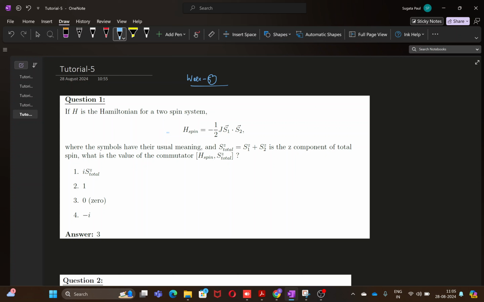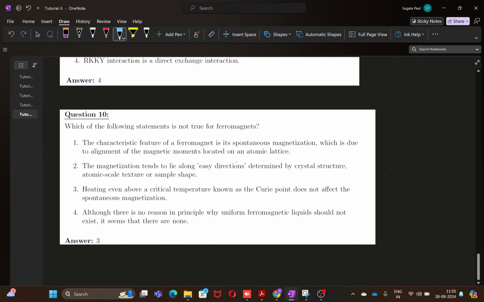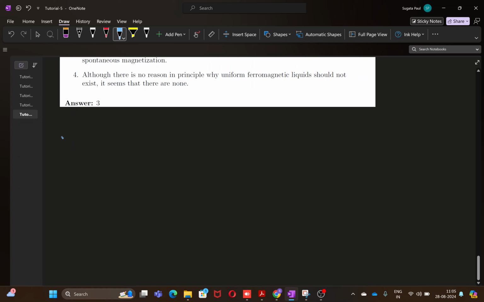Now let us try to understand the problem first. The system consists of two spins, denoted by the spin vectors S1 vector and S2 vector, right? And this is the typical Hamiltonian form for the two-spin system, minus half J S1 dot S2. Now Sz is the z component of the spin. So Sz total is the total system's z component of spin, S1z is spin number 1's z component, and S2z is the second spin's z component. So you have to calculate the commutator bracket of the Hamiltonian and the total z component of the spin. Now after you have understood the problem, let us try to solve it.